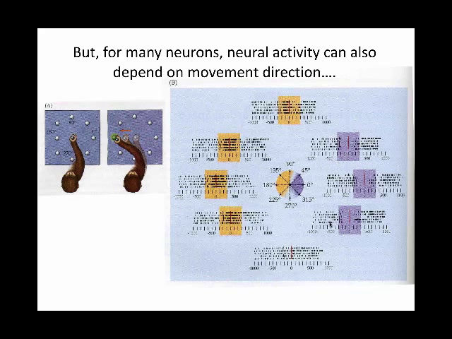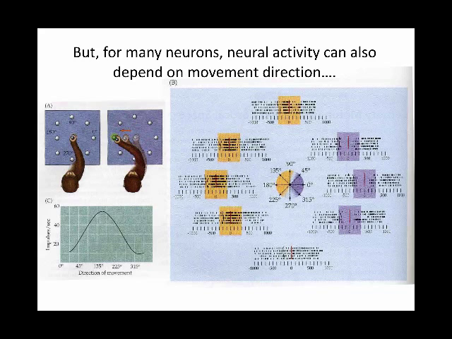Notice something else that's interesting here. For a certain range of movements, you actually are accompanied by a drop in activity, where activity actually goes down. Okay? Now this graph here is basically summarizing what's happening. It's plotting the average number of impulses or action potentials per second as a function of the direction of this movement.